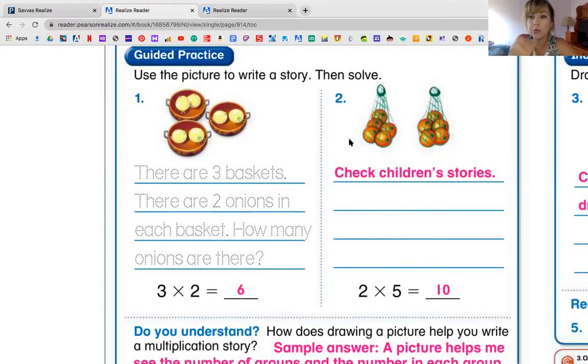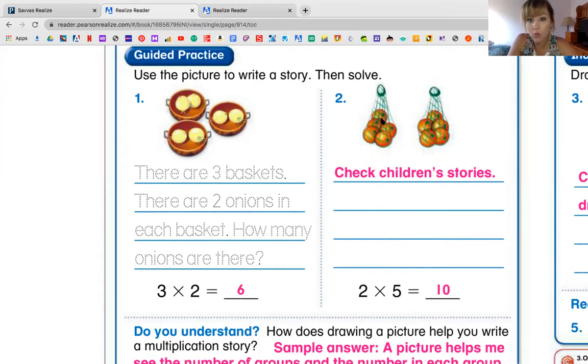I have 2 baskets of oranges. There are 5 oranges in each basket. How many oranges do I have in all? Okay, once again, I have 2 baskets. Here's my number 2. There are 5 oranges in each basket. How many do I have in all?